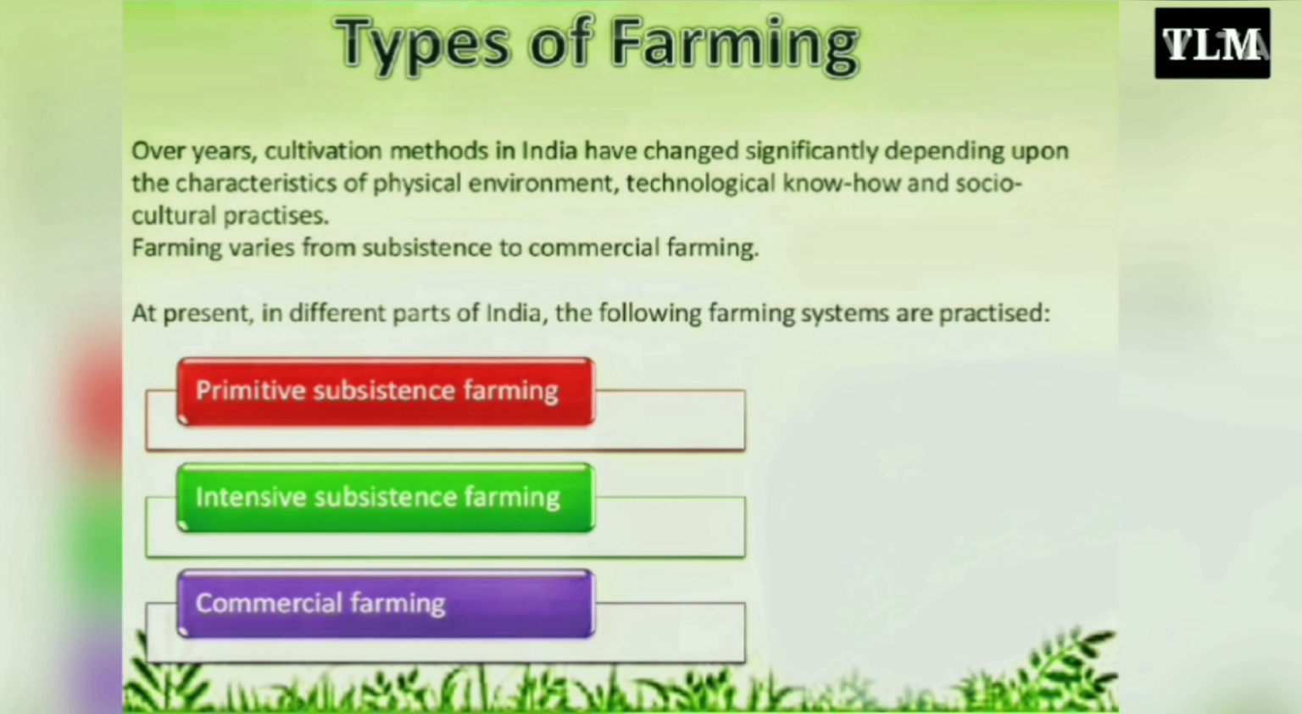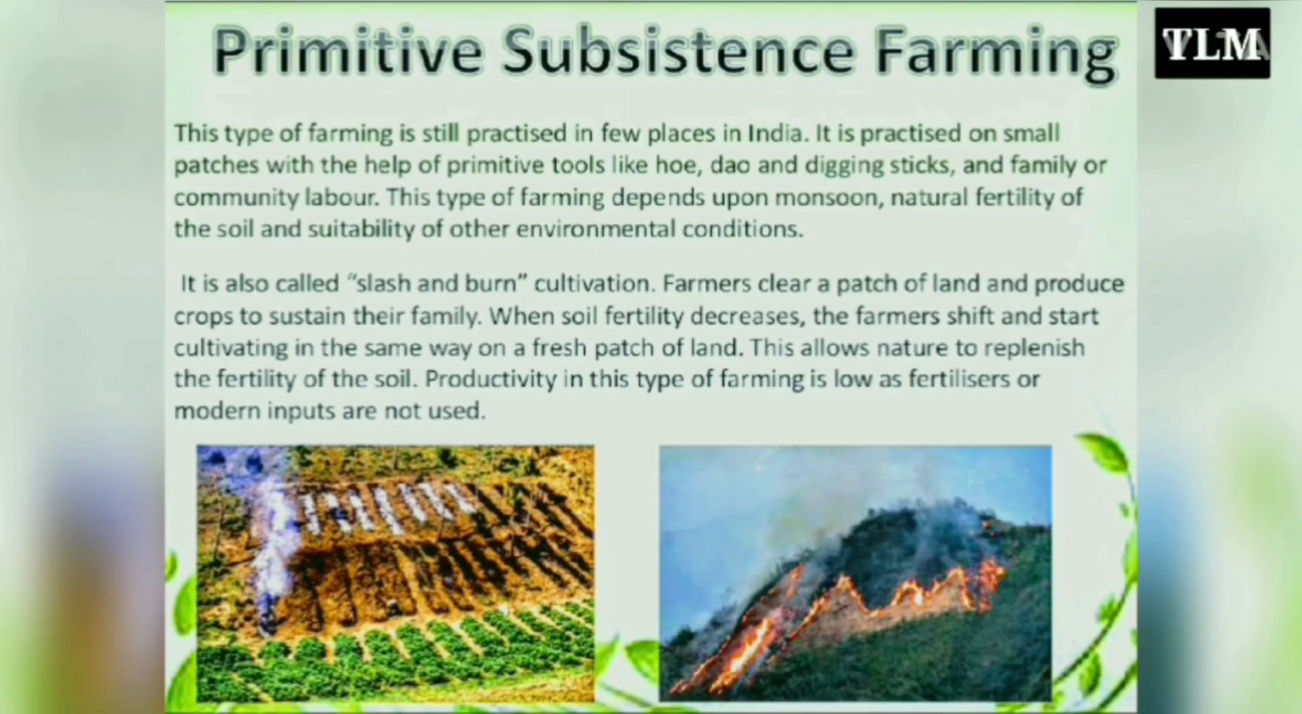Now come to what is primitive subsistence farming. This type of farming is still practiced in few places in India. It is practiced on small patches with the help of primitive tools like hoe, dao and digging sticks and family or community labor. This type of farming depends upon monsoon, natural fertility of soil and the suitability of other environmental conditions. It is also called slash and burn cultivation.